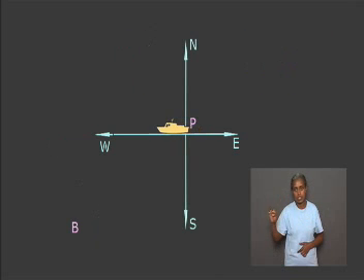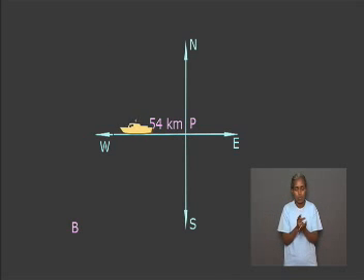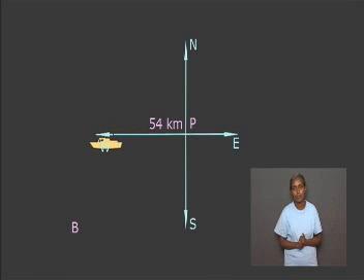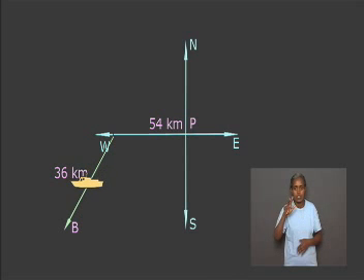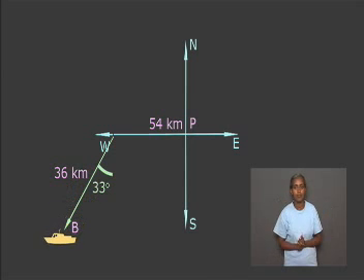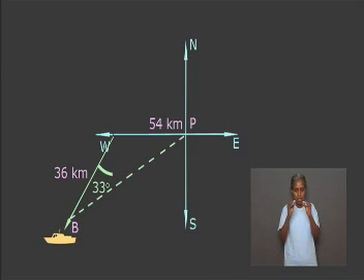In this example, a ship leaves a port and travels 54 kilometers due west. It then changes course and sails 36 kilometers on a bearing of south 33 degrees west. Can we determine how far it is from the port? You can see that we must calculate the distance of line PB.